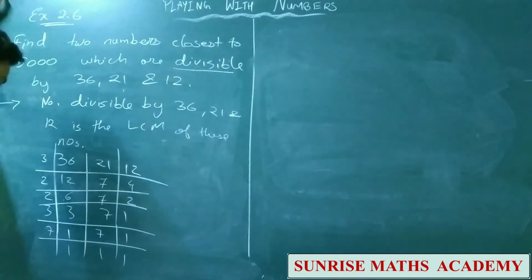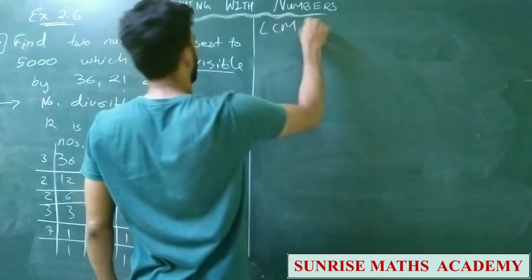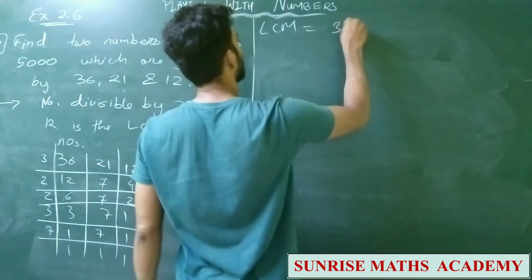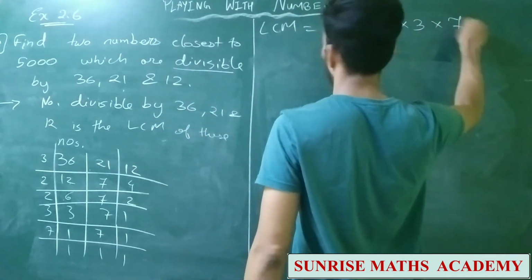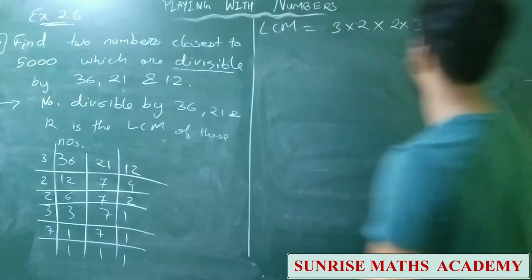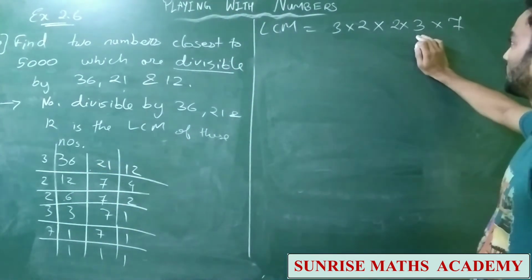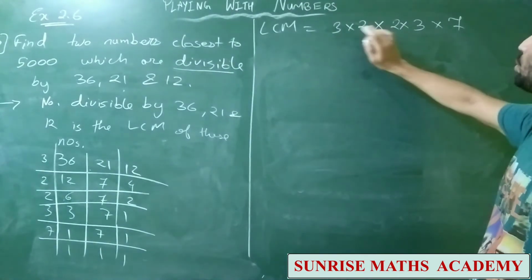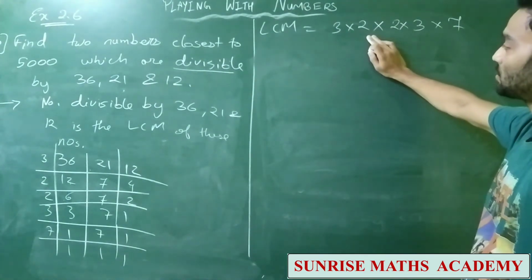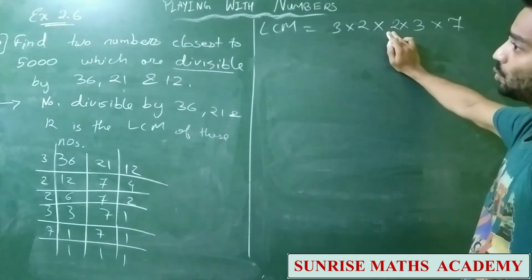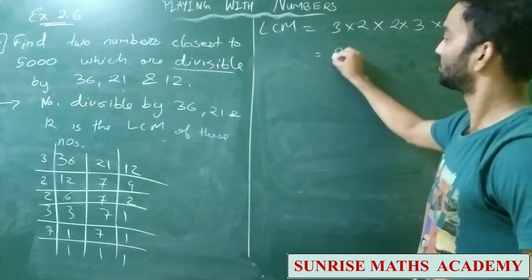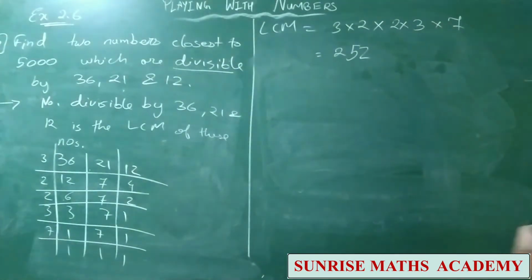So LCM is 3 into 2 into 2 into 3 into 7. 7 threes are 21. 21 into 3 is 63. 63 into 2 is 126. 126 into 2 is 252. So 252 is the LCM, which is divisible by 36, 21 and 12.